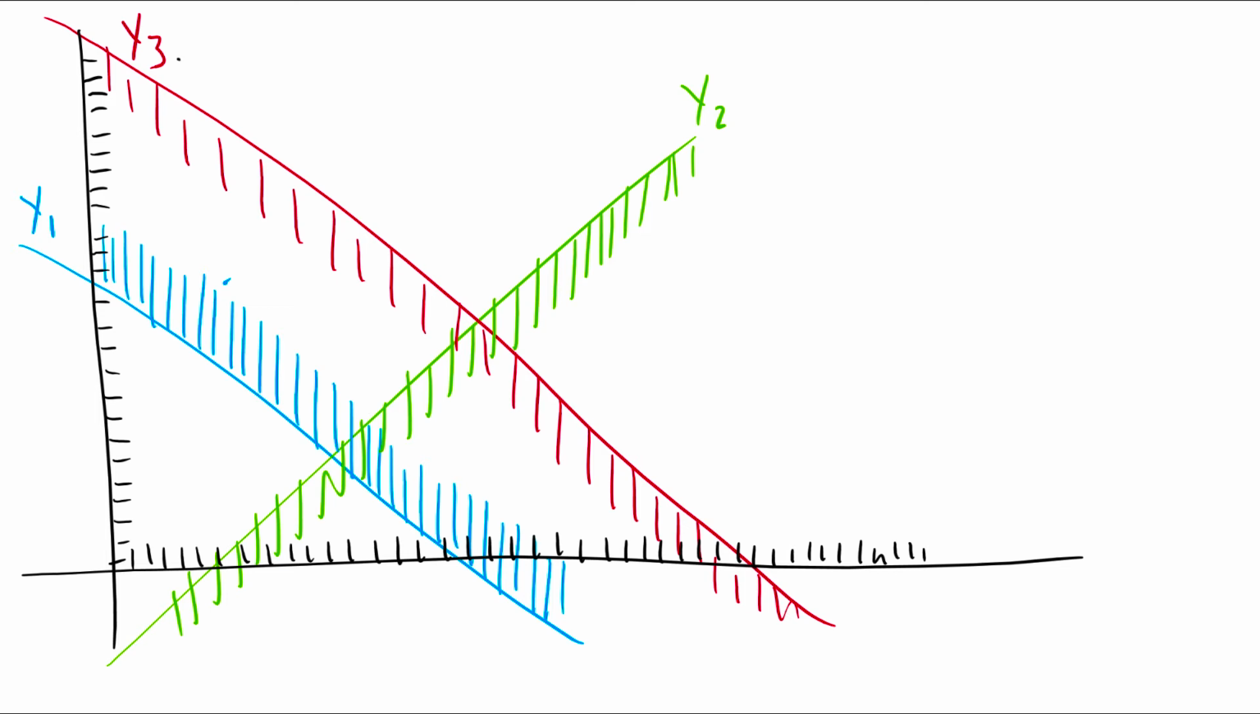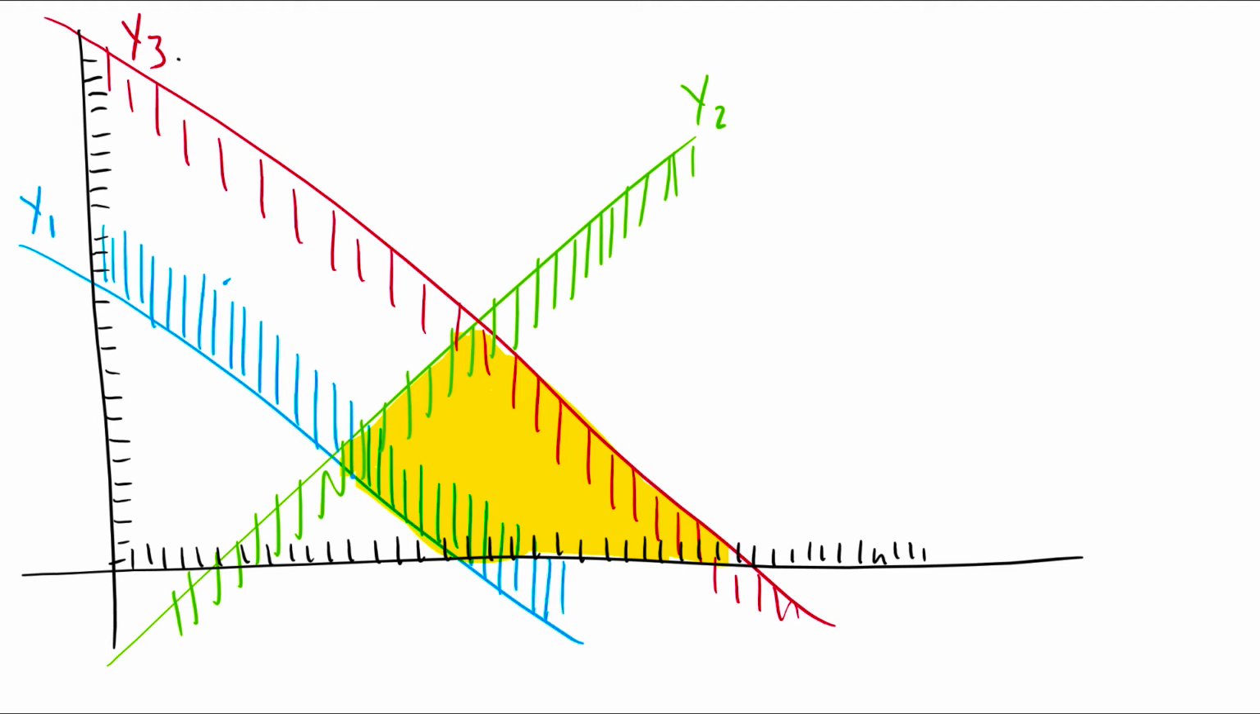All right, now that we have everything shaded, we want to find our feasible region. So the feasible region is the region where everything is shaded. So we want it to be above y1, below y2, below y3, and then also x and y both need to be greater than or equal to 0. And in this case, that is this area right here. So that is our feasible region that I have highlighted in yellow there. It is below y2, it is below y3, it is above y1, and all x and y values are positive in that region.